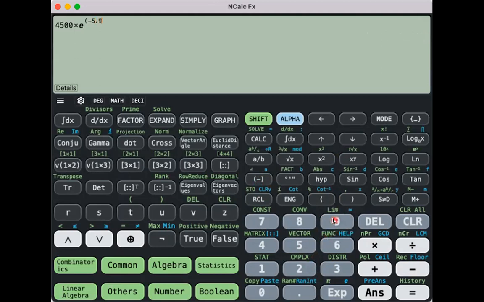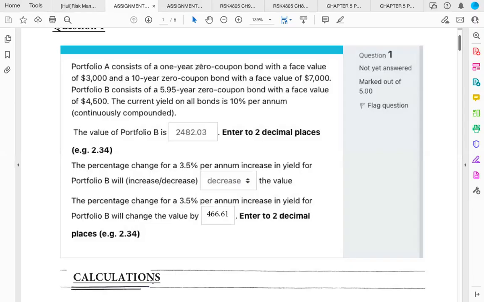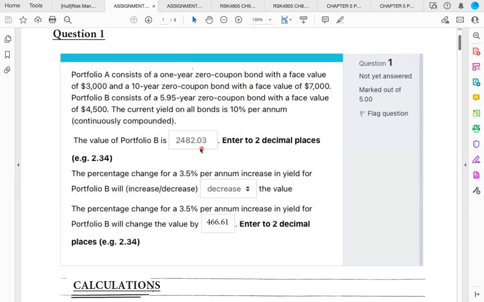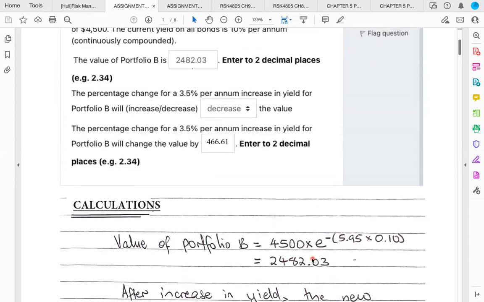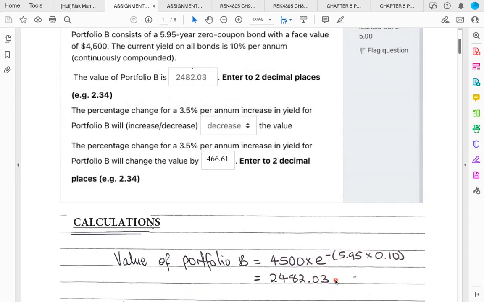Then you say 5.95 multiplied by our continuously compounded yield. And then we get 2482.013. So that is the value of our bond, right? So that's how you would do that calculation. The input that you would put on your calculator would be different. Some people have Sharp calculators, others have Casio calculators. So it depends, right? So that's how we would calculate the value of our portfolio.